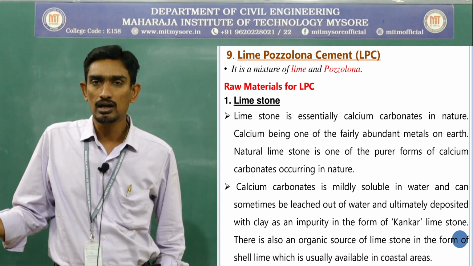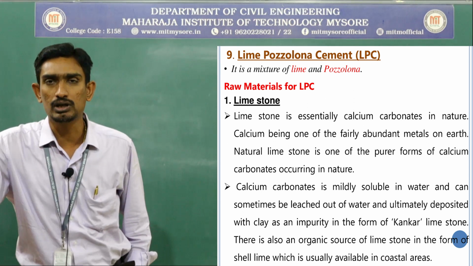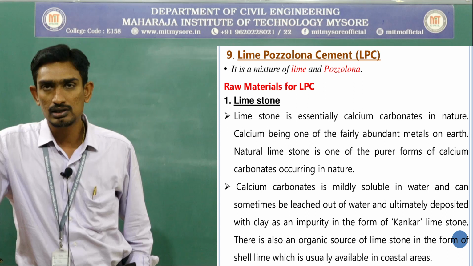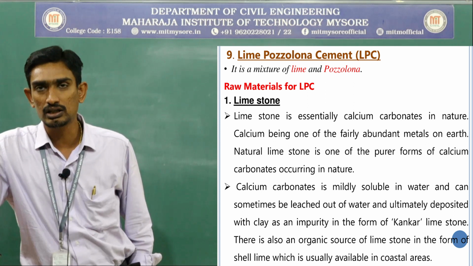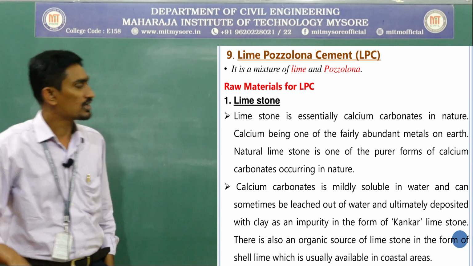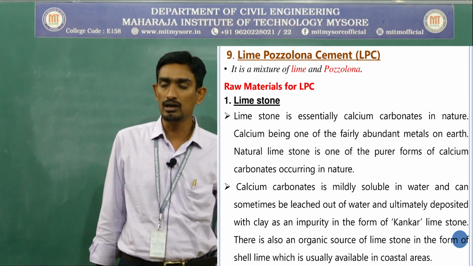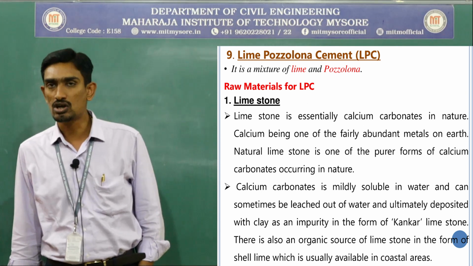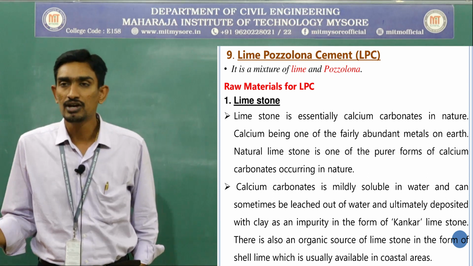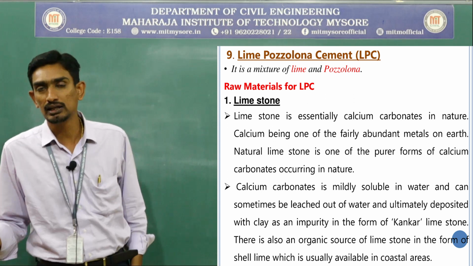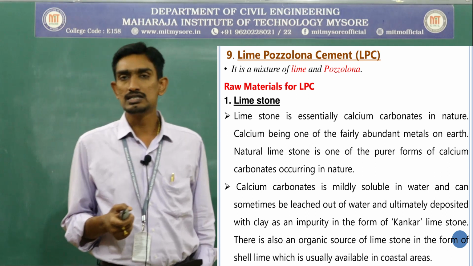Lime pozzolana cement. See, this is the best alternative to the conventional cement. We can use it in the construction of a building. So what is the meaning of lime pozzolana cement? It is a cement which is produced with a mixture of lime and pozzolana. By combining these two, we can produce lime pozzolana cement.